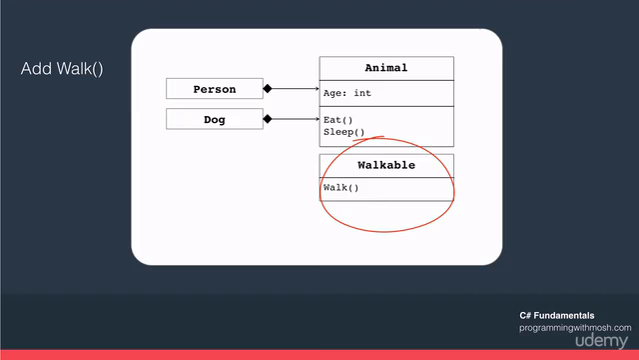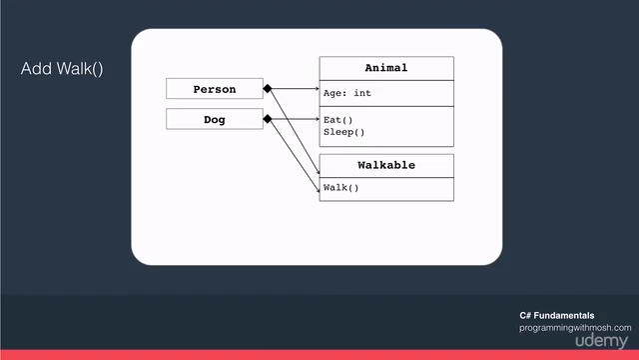Well, first we introduce a new class called Walkable, which has a method called walk. This Walkable class describes the behavior of walking for any kind of animal. Next, we create a composition between Person and Walkable. Same for the Dog. Now, what happens here is that a Person has an Animal and it also has a Walkable. So it has the capabilities defined in both Animal and Walkable.